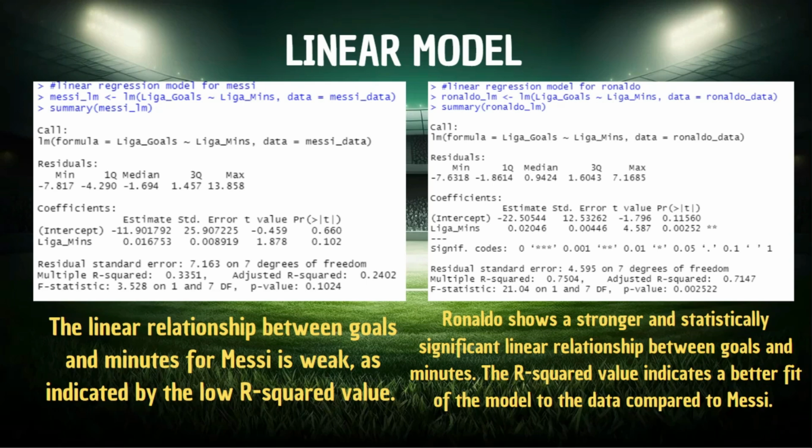And we can see that the linear relationship between goals and minutes for Messi is weak, as indicated by the low R squared. But we can also see Ronaldo's, which shows a stronger and statistically significant linear relationship between goals and minutes. And the R squared value indicates a better fit of the model to the data compared to Messi.